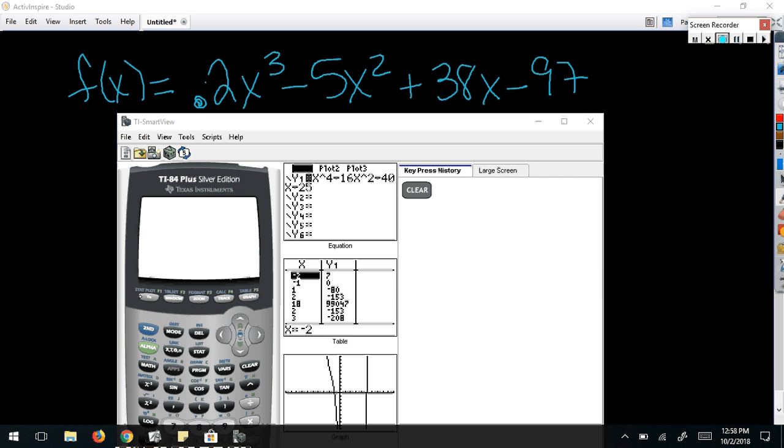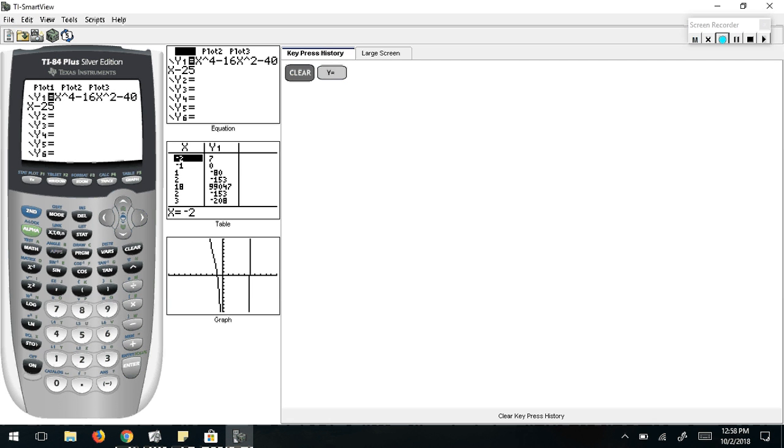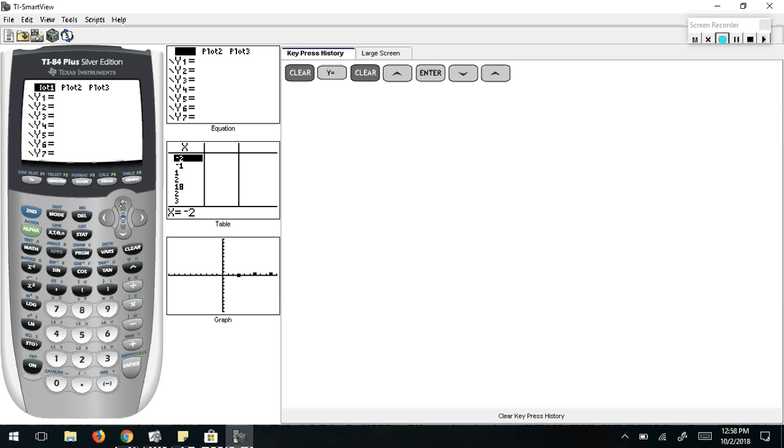Go to y equals. The button that says y equals. Remember, your plots need to be off. Clear out anything that's there, okay? Hit y equals. If it's highlighted, go up, hit enter, and it should unhighlight it. So you don't want any of the plots highlighted.